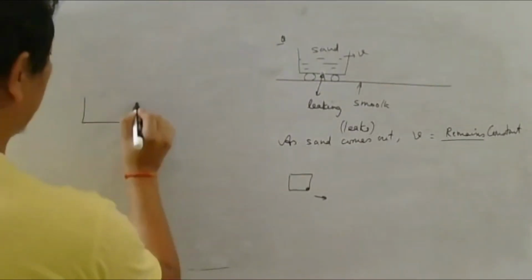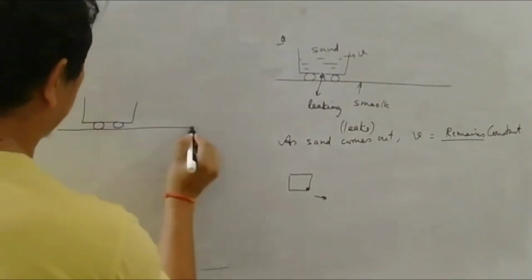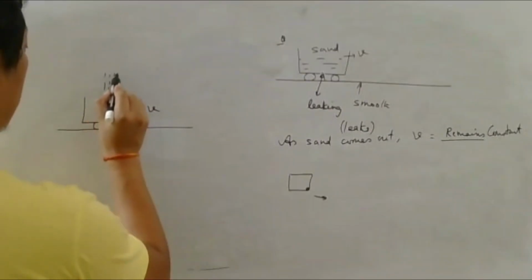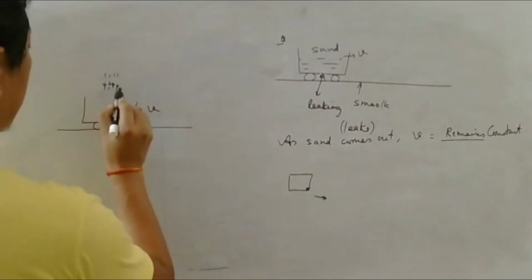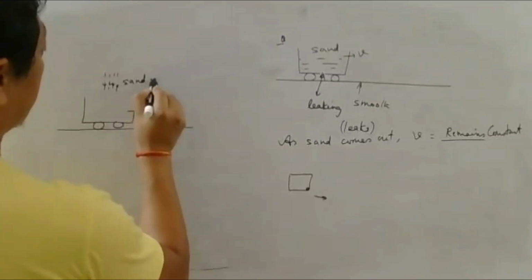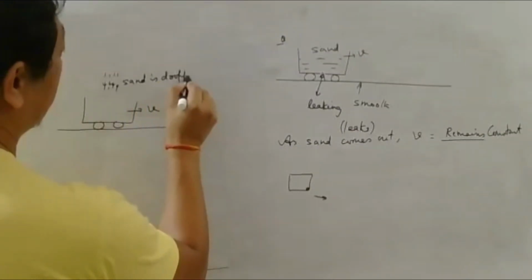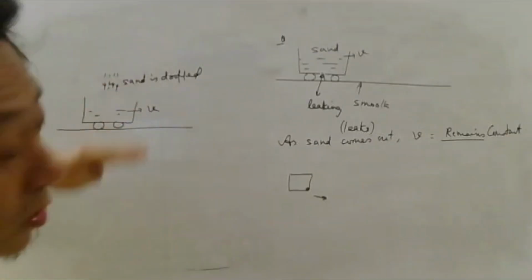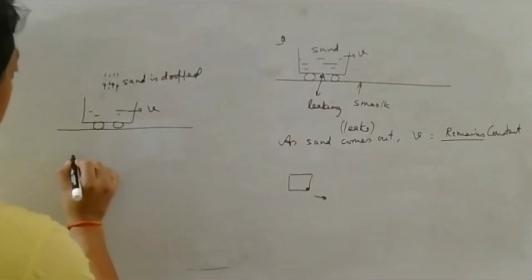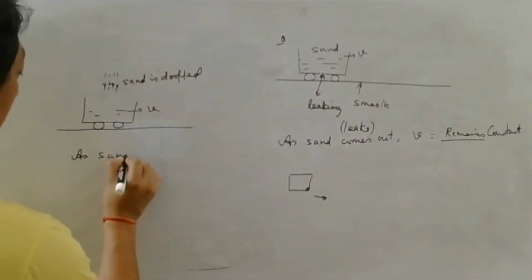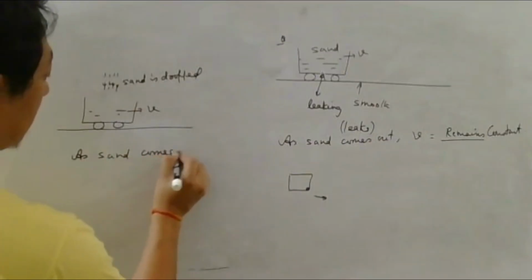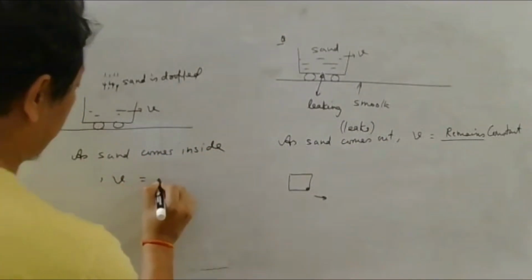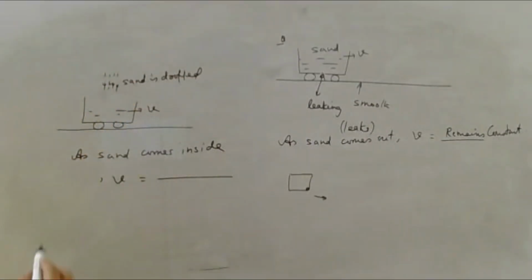There is a cart which is moving, and from here sand or some water is dropped gently. Sand is dropped. So now, as more and more mass comes, what happens to speed, they will ask. As sand or water comes inside, what happens to speed? Now think carefully.